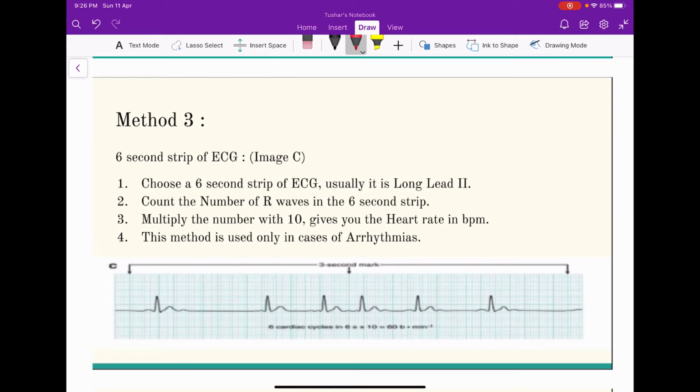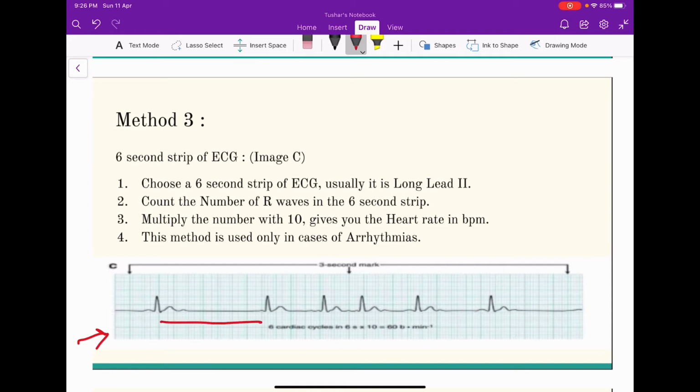Now this is the third method of calculating the heart rate. This third method is usually used when the rhythm is not regular. Here on this ECG strip, what you can see is the rhythm is not regular. The QRS complexes are not coming at equal intervals of each other.